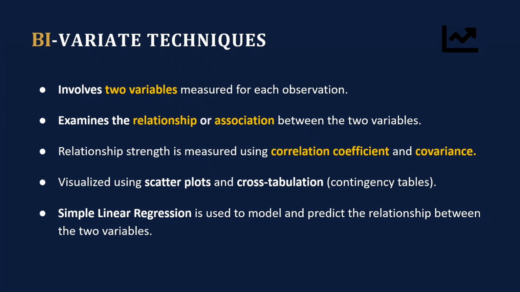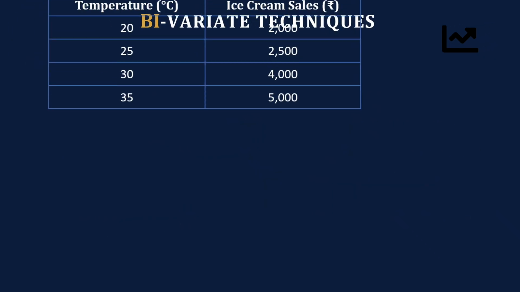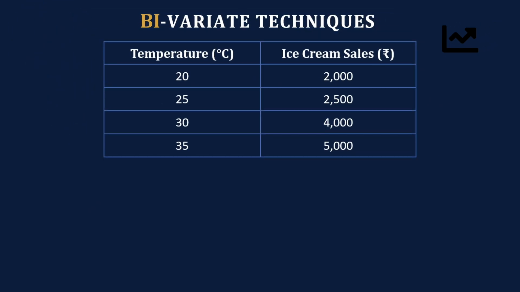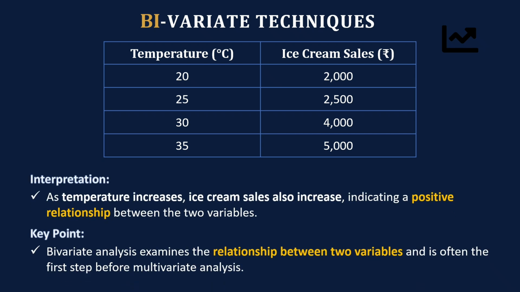So, let us understand bivariate analysis with a simple example. In this table, we have two variables, temperature and ice cream sales. For each temperature value, we have a corresponding sales value. For example, at 20 degrees Celsius, the sales are 2000 rupees. The next one is at 25 degrees Celsius, the sales increase to 2500 rupees. Finally, at 35 degrees Celsius, the sales reach 5000 rupees.